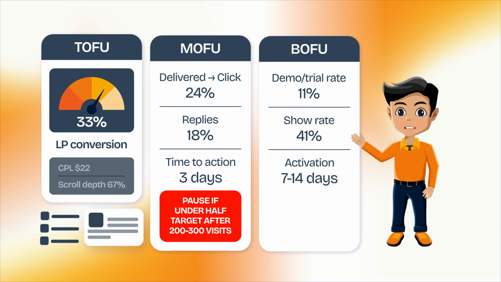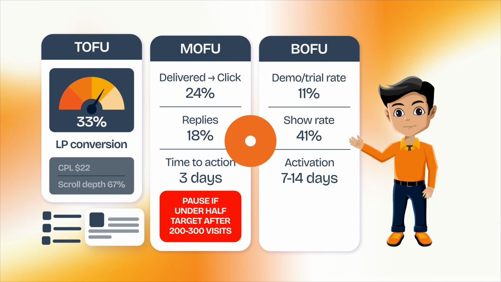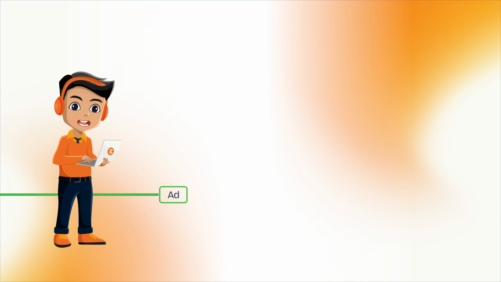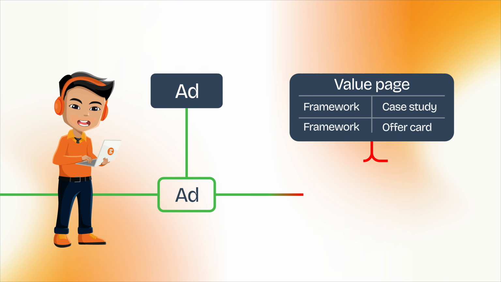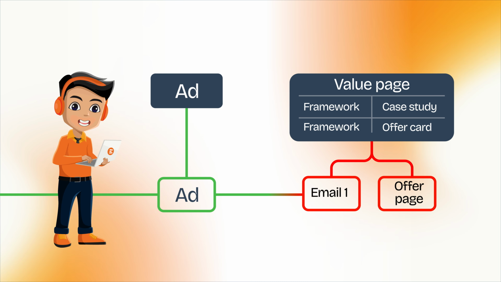Guardrails: pause traffic to any page converting at less than half your target after 200 to 300 visits. Fix message match, proof placement, or form friction before scaling again. Message match everywhere. The headline on the value page must mirror the ad or post. The first line of the nurture must echo the value page promise. The offer page must be the logical next step.